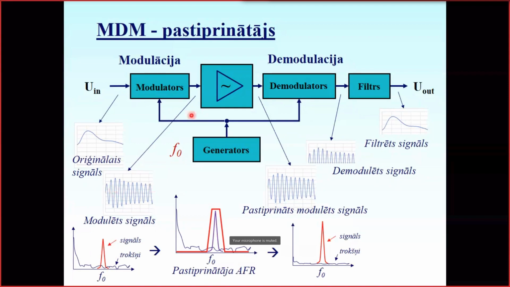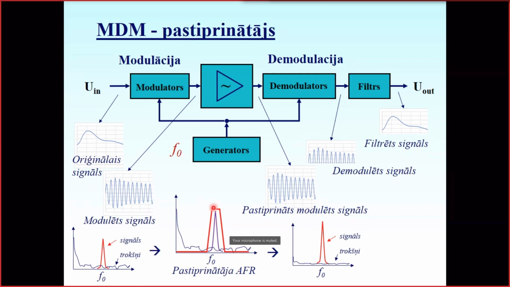Then we use an AC amplifier. It is important that this AC amplifier has a quite narrow amplitude frequency response. It amplifies well only the frequencies around F0, plus or minus a small band. So we always have an amplifier with some narrow band. The relative width of the band may be as narrow as the width of the modulated signal, and the modulated signal may have quite a narrow band.